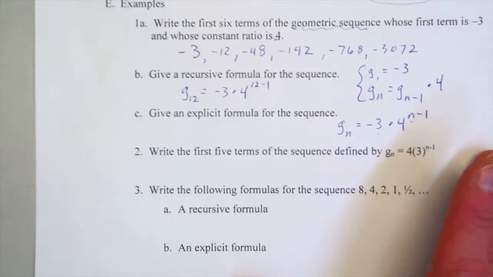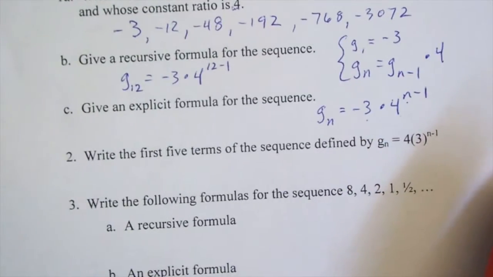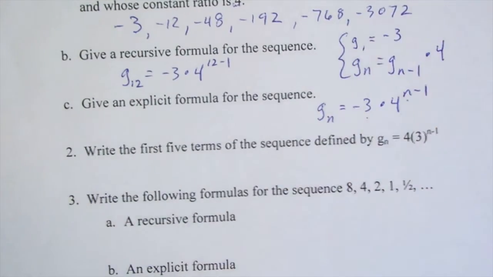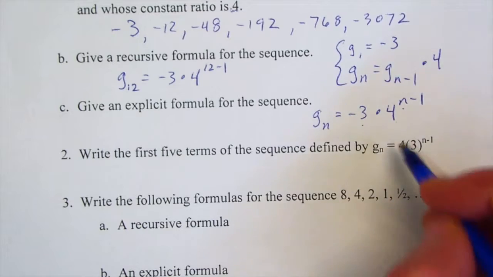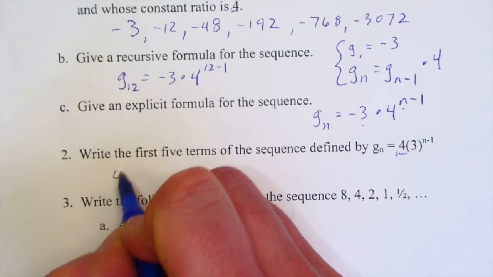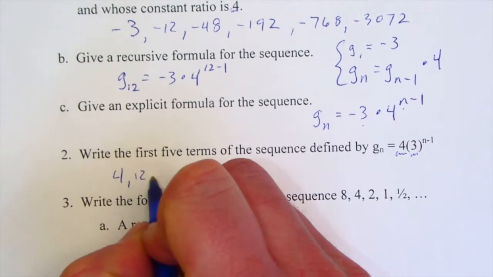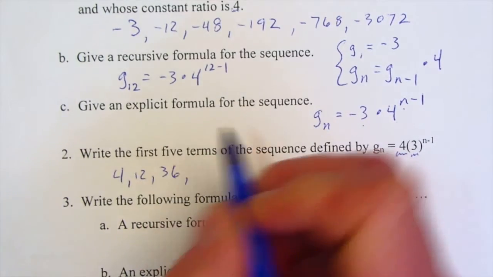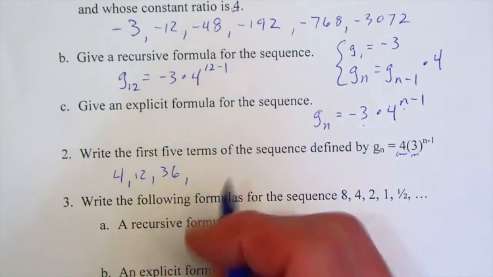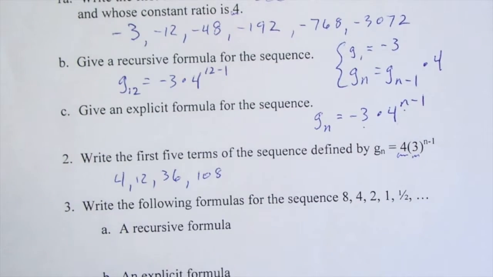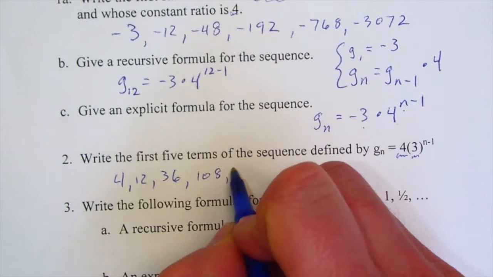All right. Let's see. Pause it and see if you can do number 2. See if you can write out the first 5 terms of this next sequence. There's 2 things we could do for this one. The first thing I could do is just say, hey, here's the first term. First term's 4. I see it right in the formula. And I see that the pattern is 3. So times 3 is 12. Times 3 is 36. Times 3, 36 times 3 is going to be 108. And times 3 should be 324.